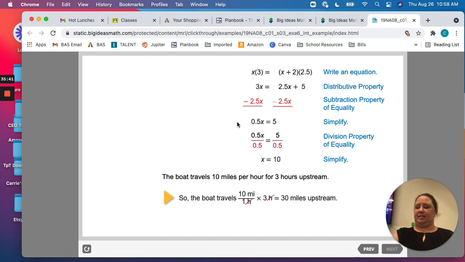Okay, and then the last step was to solve for how many miles we went all together. If I'm going 10 miles per hour and I went 3 hours, you do 10 times 3. I actually drove 30 miles upstream. Excellent.